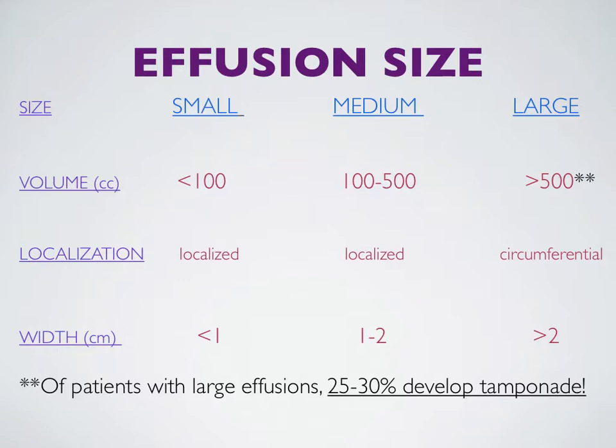The bandwidth of the effusion, the area that's typically anechoic, is also somewhat crucial in terms of measuring the size. Greater than 2 centimeters. It's important to note, however, that there can be a localized effusion that is loculated that can cause a tamponade. Not all large effusions are greater than 2 centimeters, so there's some give and take in these rules.